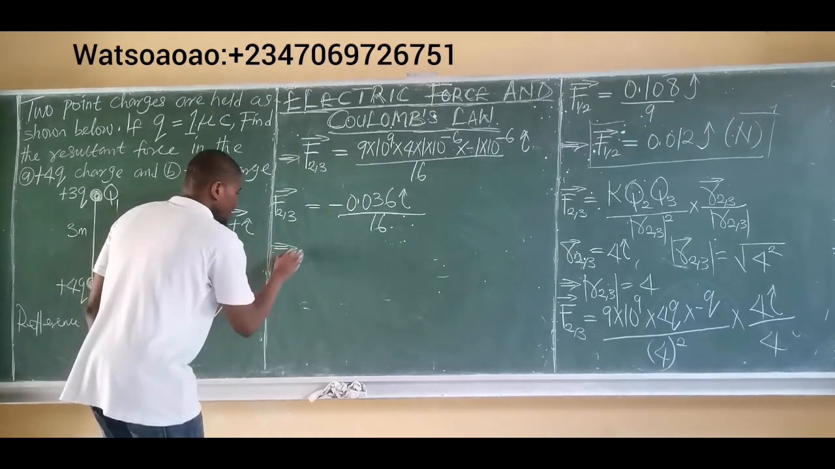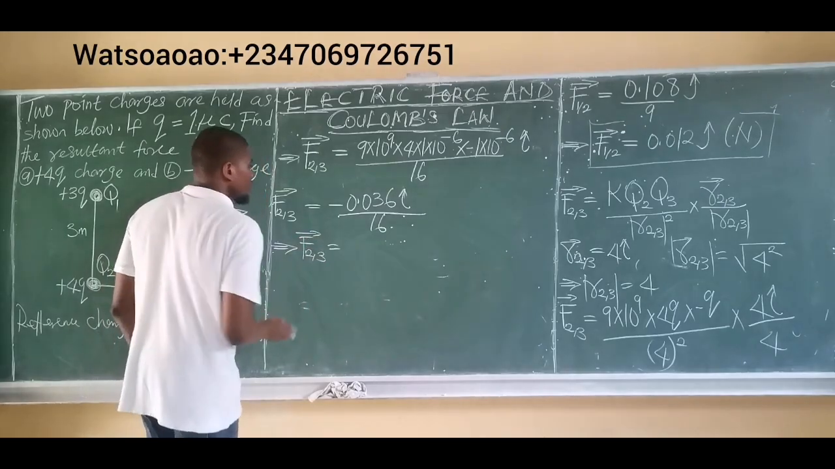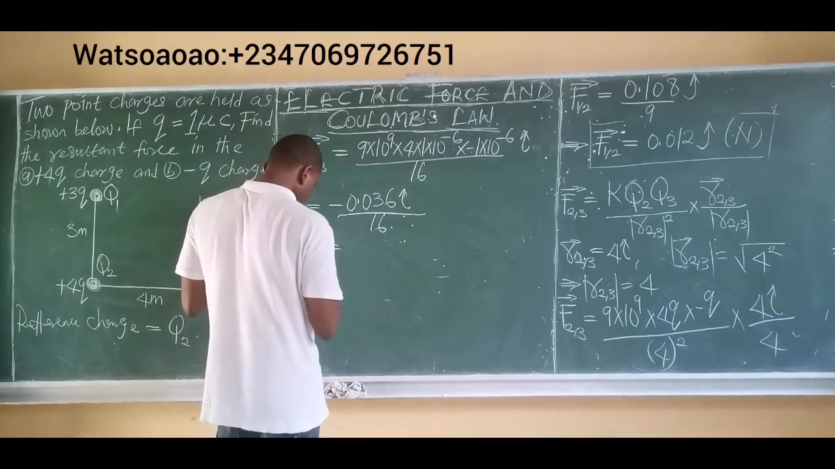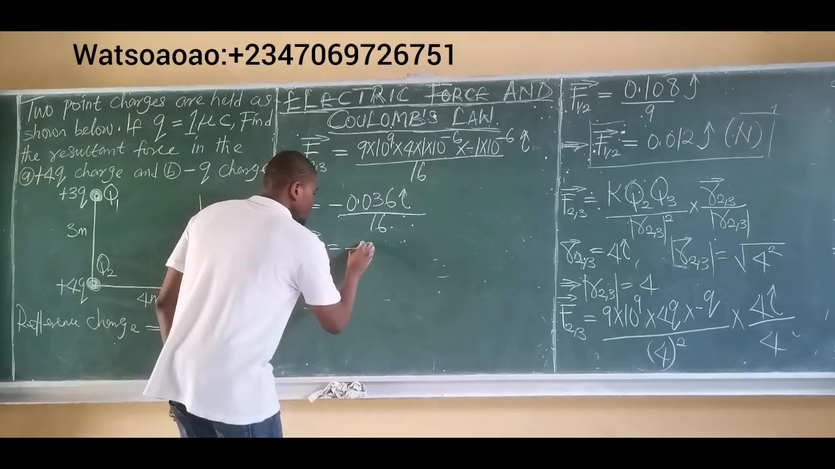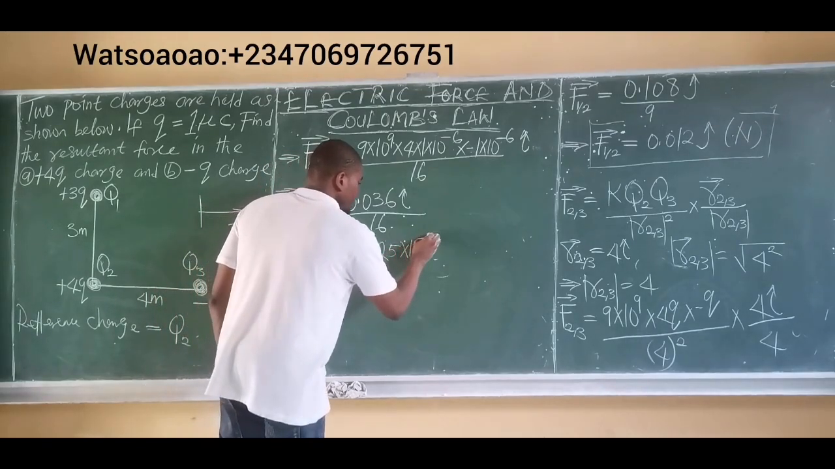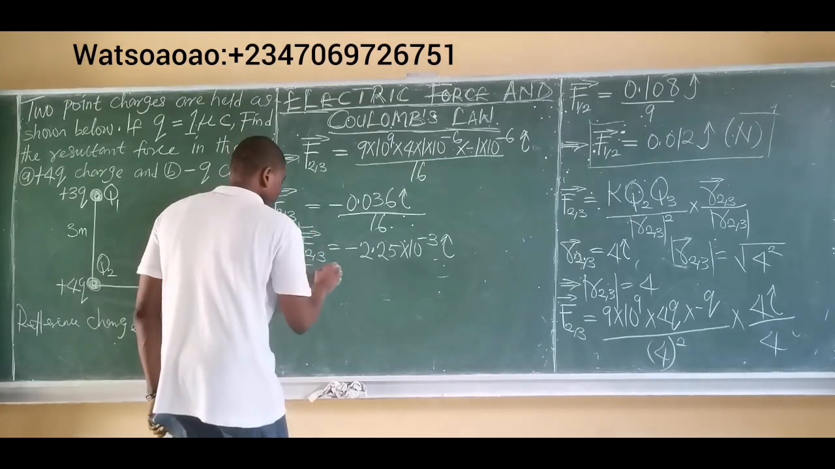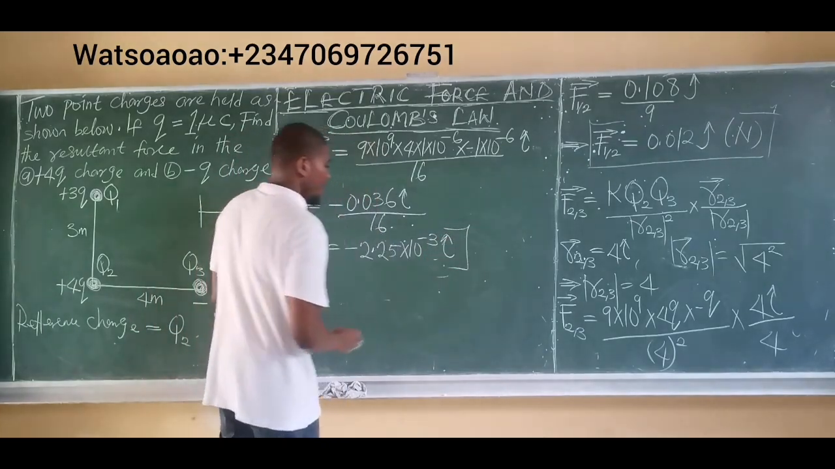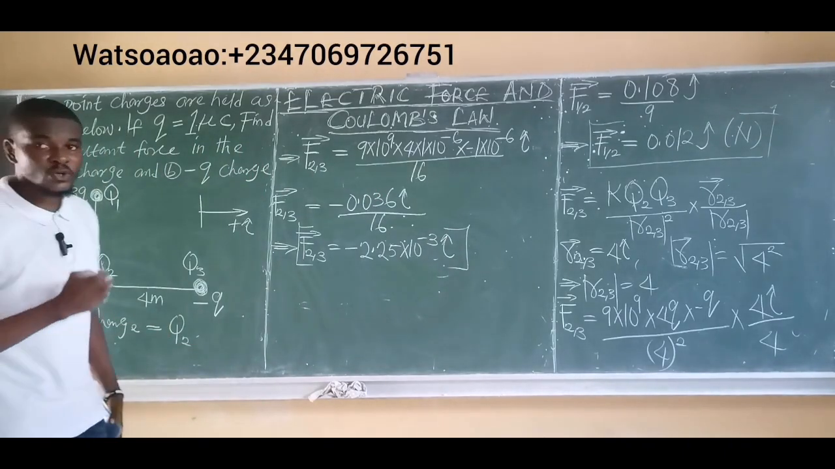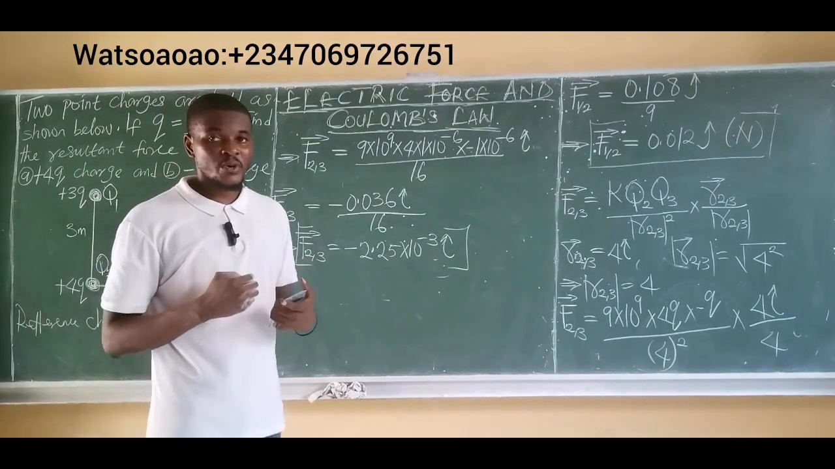This simply implies that the force of attraction between charge 2 and charge 3 is now going to be equal to negative 0.036 divided by 16. So this simply gives us negative 2.25 × 10^-3 in the i direction. So this is the force of attraction between charge 2 and charge 3. But from the question it says find the resultant force. So we have to look for the resultant force between these two point charges.